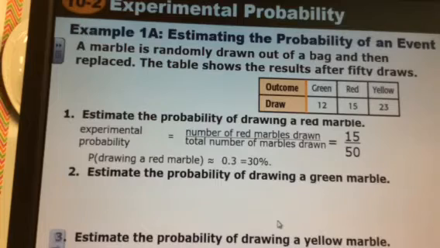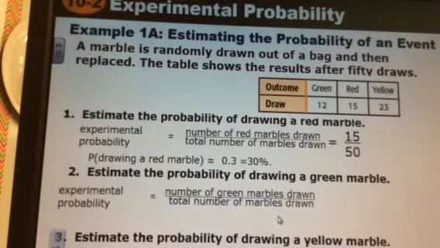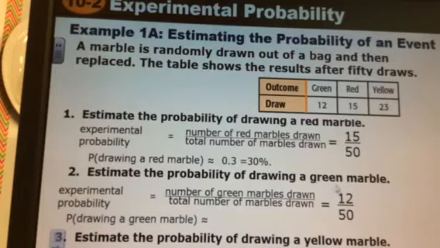Estimate the probability of drawing a green marble. Same thing. We'll put the number of green marbles drawn out of the total number of marbles that are in the bag. Technically, it should say out of the total number of draws that you do. That's okay. And then that would be 12 out of 50. So multiply that by 2 over 2. It's going to be 24%, or 0.24. And then it says estimate the probability of drawing a yellow marble. So again, that's going to be 23 out of 50, which is 46%, or 0.46.